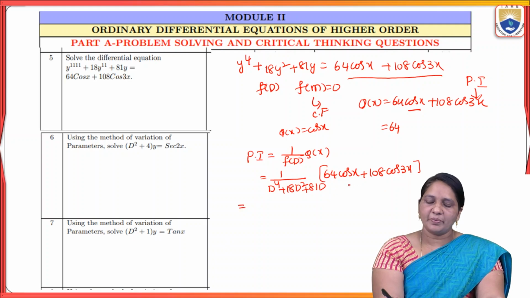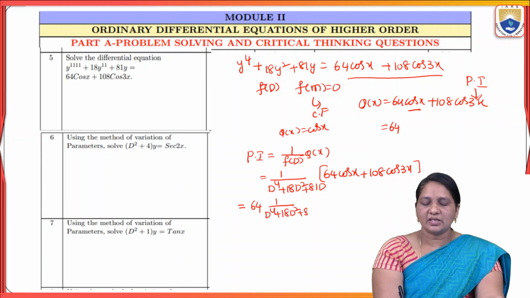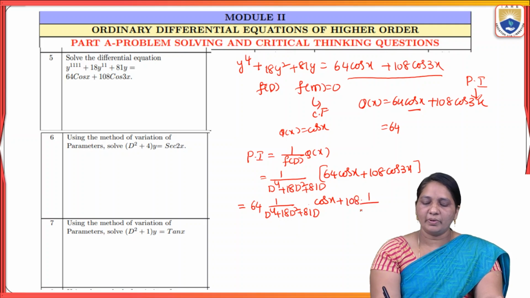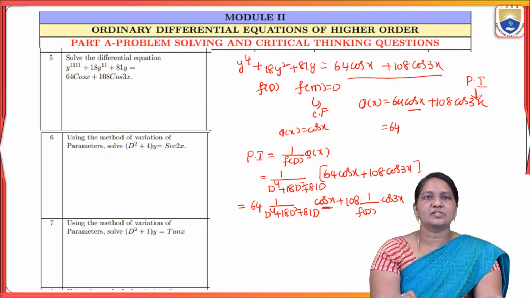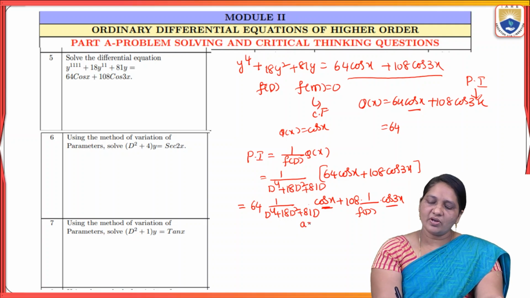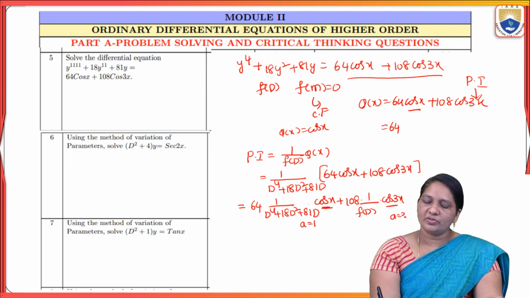First, I am separating the terms here. So 64 is the constant, taking out, and 1 by D power 4 plus 18 into D square plus 81 into D into cos x, plus, and here 108 is the constant, taking out, 108 into 1 by f of D value, same, into cos 3x. Here we are having Q of x value as cos x and here we are having cos 3x. So that means a value is 1 here, here a value is 3.